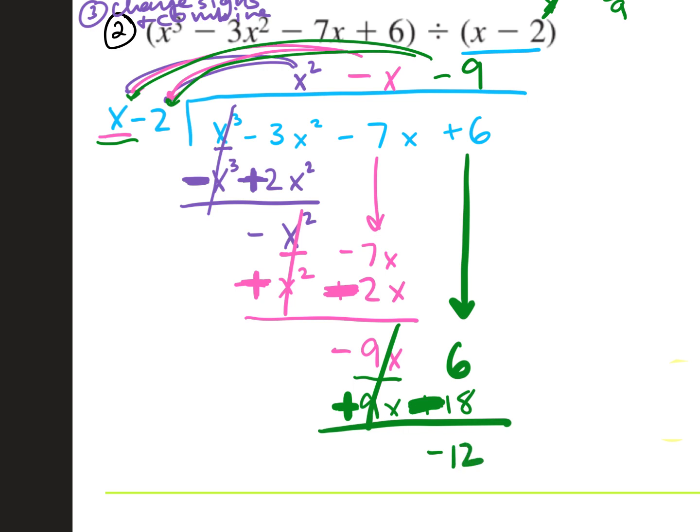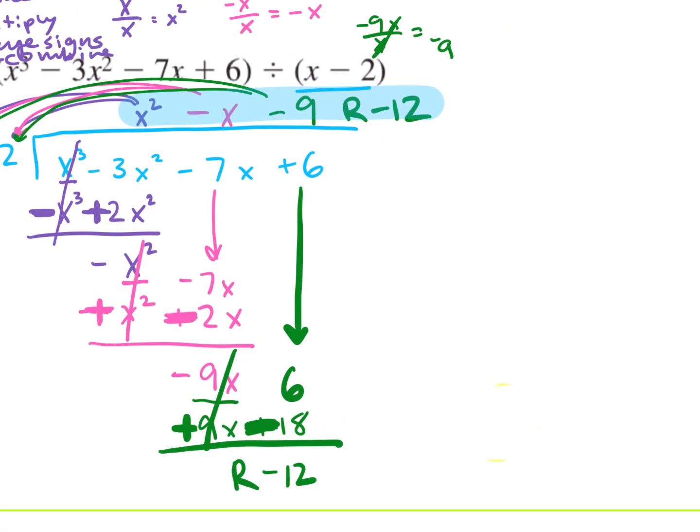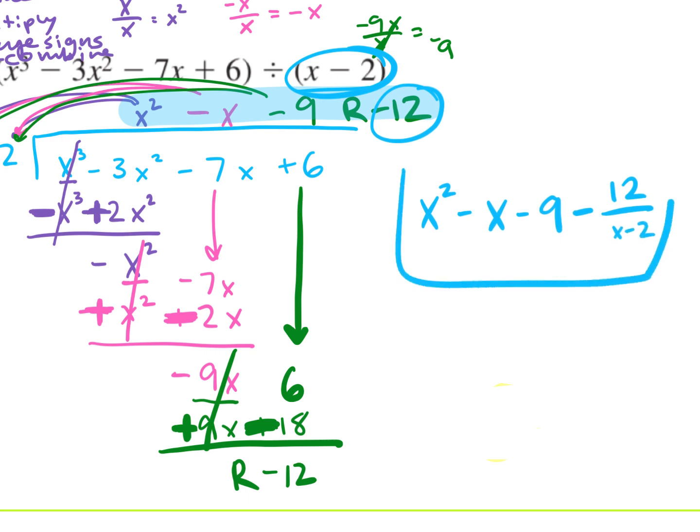Now I can't take away any more x's from negative 12. It ran out of x's. We don't have any more. So this would be our remainder. So our answer is x squared minus x minus 9, remainder negative 12. Now we can't leave our answer like this for the homework. We have to write it in fraction form for our remainder. So we have x squared minus x minus 9. Because it's a negative 12, we have to write minus 12 over our divisor, which was x minus 2. So this would be our answer for Big Ideas.